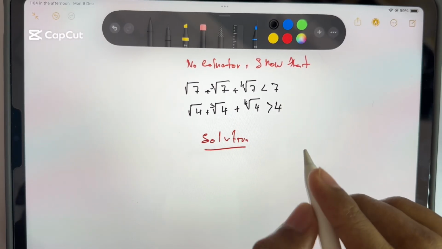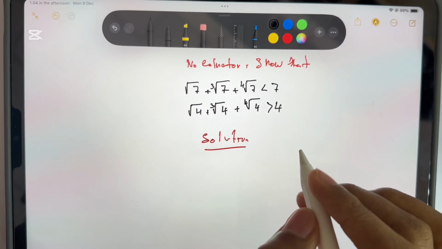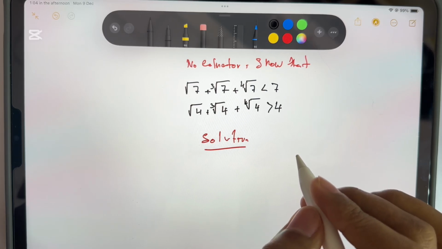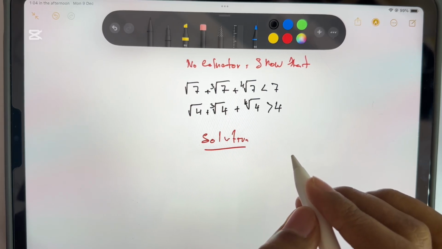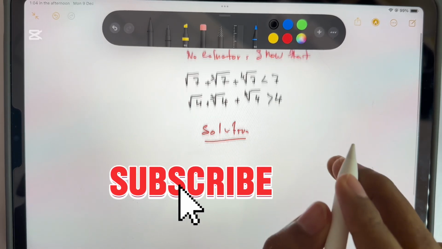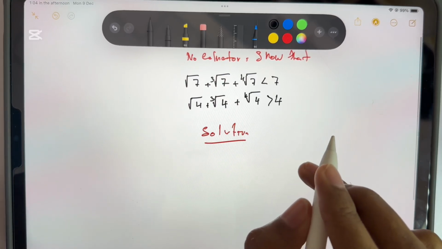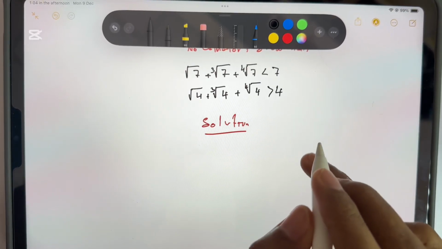Without a calculator, show that the square root of 7 plus the cube root of 7 plus the fourth root of 7 is smaller than 7, and the square root of 4 plus the cube root of 4 plus the fourth root of 4 is greater than 4. Alright, how do we solve these inequalities?